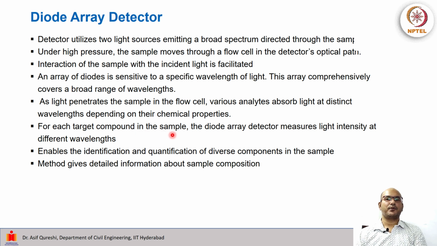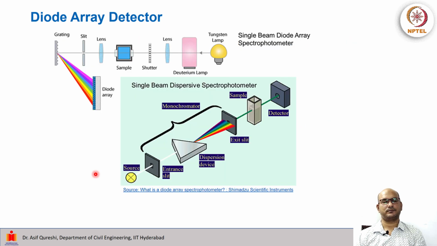For each target compound in the sample, our diode array detector can measure light intensity at the wavelength which is specific for the target compound. So in one go, we may be able to identify and also quantify to some extent a lot of components in the sample. This method will give us very detailed information about the sample composition, because we have basically analyzed the whole wavelength spectrum. This is how it may look conceptually.